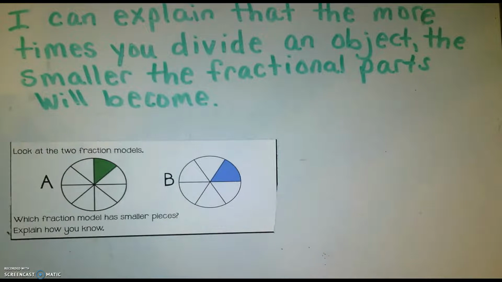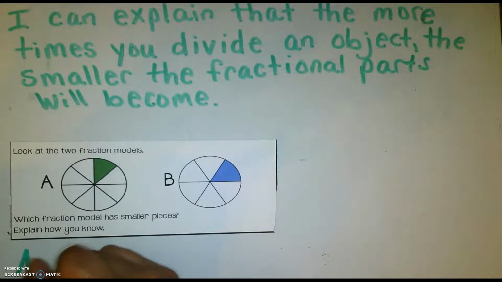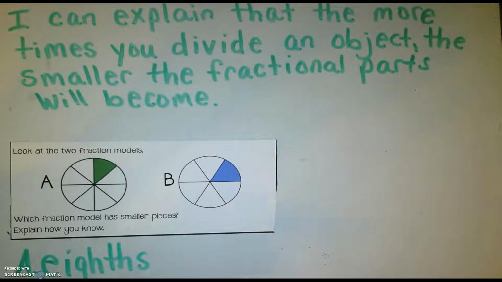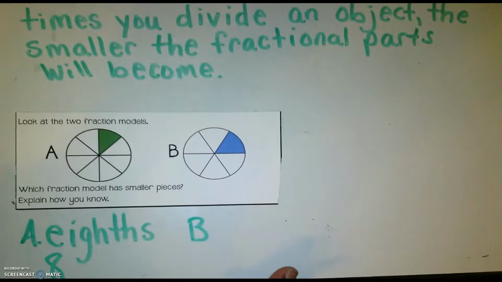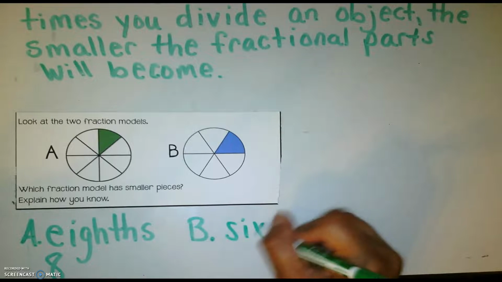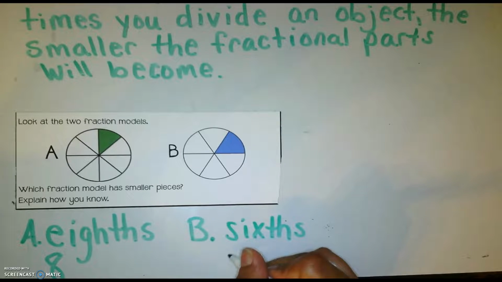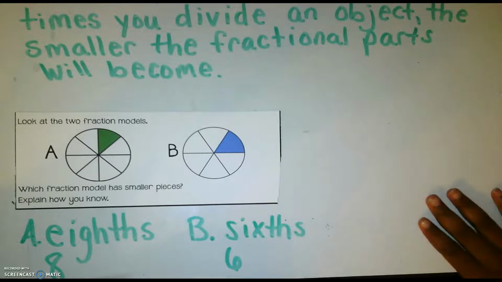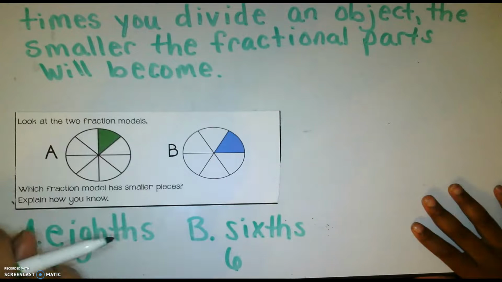Okay, so let's look at how many pieces there are. How many parts are there in this first model? There's 8 parts. So A is split into eighths, right? And B, how many parts are there in B? 6, right? So that is sixths, which we don't really look at too much, but there's 6 parts. So the more parts there are, the smaller the parts get.